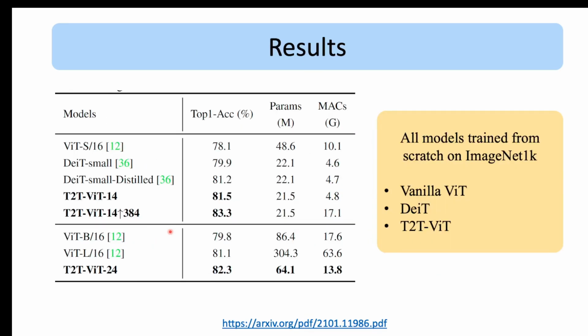And finally, here are the results of different T2T models compared to the vanilla ViT as well as DeiT. All models are trained on ImageNet-1K, which is a mid-size dataset. And the results indicate that T2T models outperform both vanilla ViT and DeiT, thanks to the proposed tokenization process that embeds the inherent structure of images into the sequence.